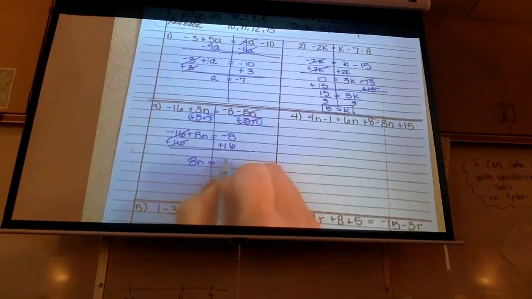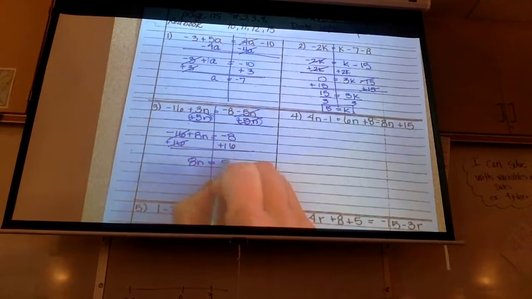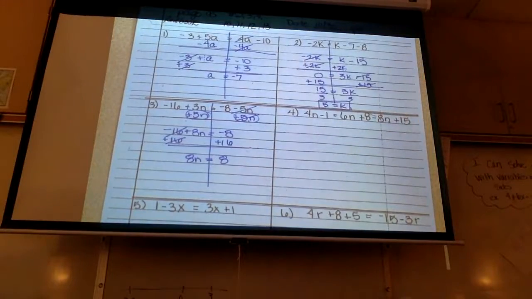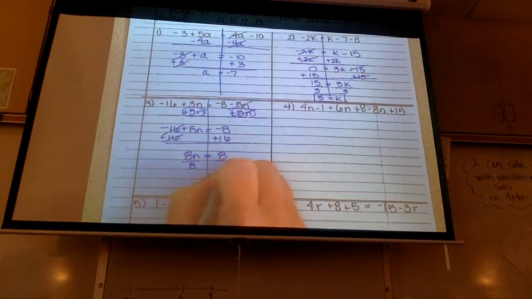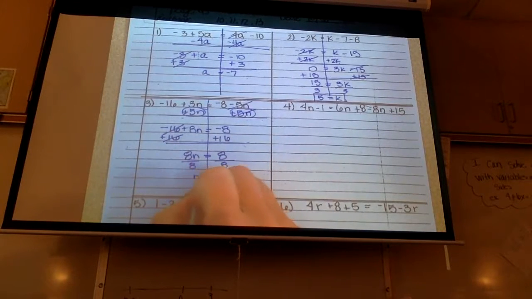What do you mean? 16 minus 8 is 8. What did you divide by? 8 divided by 8. It's 1. n equals 1.